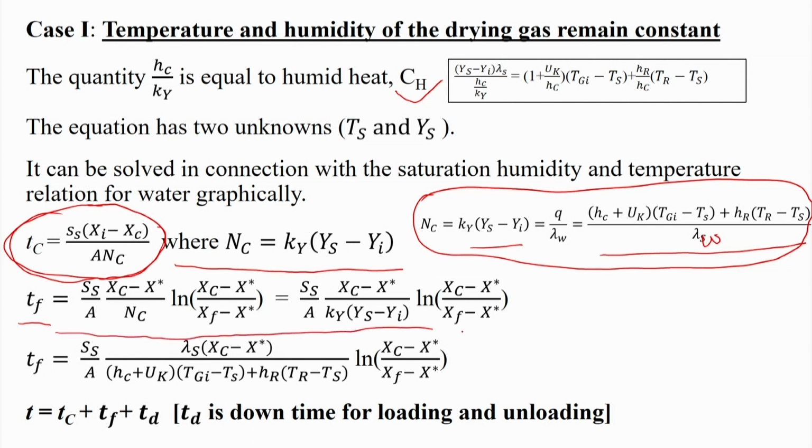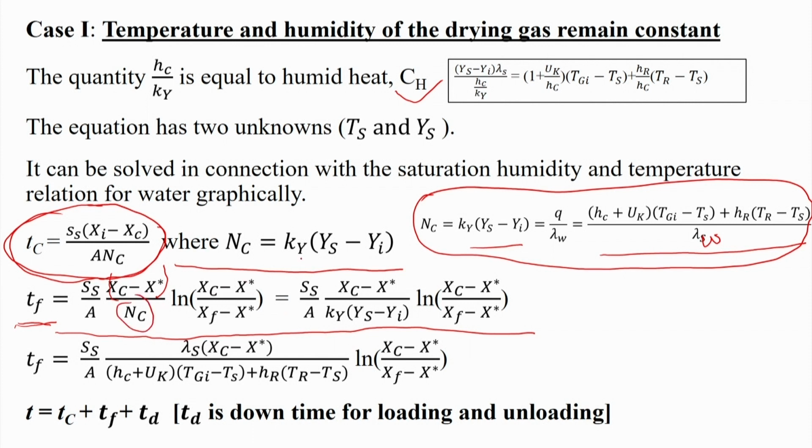For this condition, what will we be doing? S s by A into x c minus x star by N c into ln of x c minus x star by x m minus x star, which is just by manipulating, because we already discussed that in the falling rate period, the first point is the last point of the constant drying period.